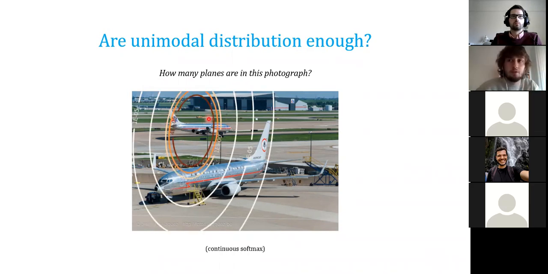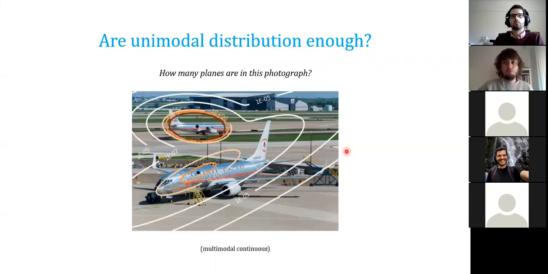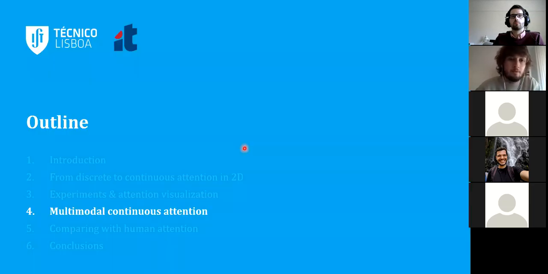And if we consider a unimodal distribution, we would get something like this. And I think we can all agree that this is not very good. But what if we could consider distributions with multiple peaks or modes, depending on the input question and image? Yeah, and this is precisely what I'm going to explain next.